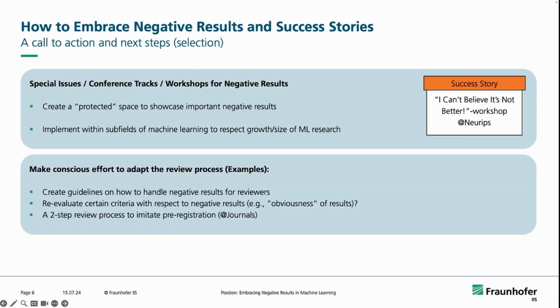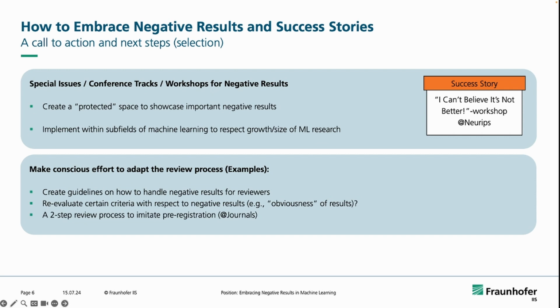Another measure could be making a conscious effort to adapt the review process. This could be as simple as creating guidelines on how to handle negative results and what negative results are and what's important with negative results for reviewers. This could also be as complicated as revamping the whole review process for empirical machine learning publications. For example, implementing a two-step review process where you really only get to see the results of the experiments in the second step. You could also reevaluate certain criteria with respect to negative results.